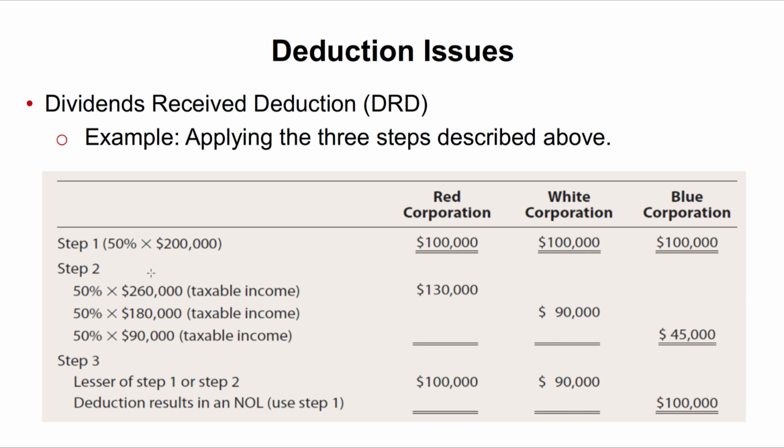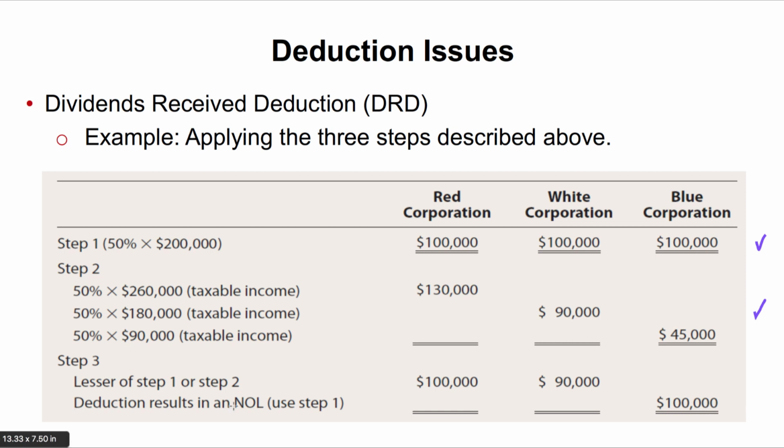So we go over, we have step 1, boom again, we have our $100,000 amount. Okay, step 2. Again, we're taking our percentages, 50%, 50%, 50%. We've got 130 for red. We've got 90,000 for white. And we've got 45,000 for blue. Just showed you how to do that.